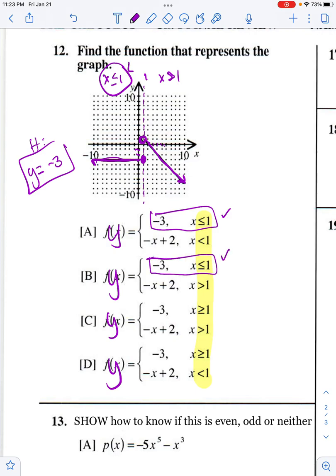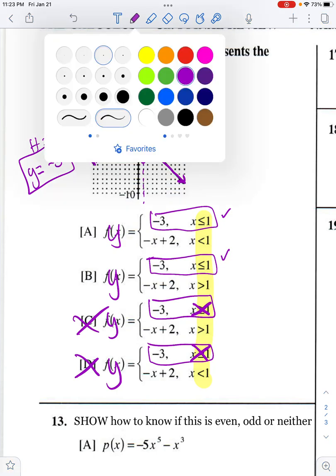That works here. What's wrong with C? I've got the negative 3, but this is telling me it would be to the right. x is greater than 1. Not true. What about this one? Same issue. It's saying that the negative 3 is going to happen to the right, so it would be over on the right side of my graph, but that's not what happens, so it's either A or B.